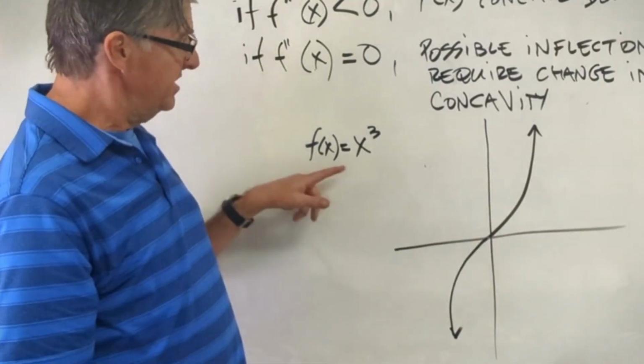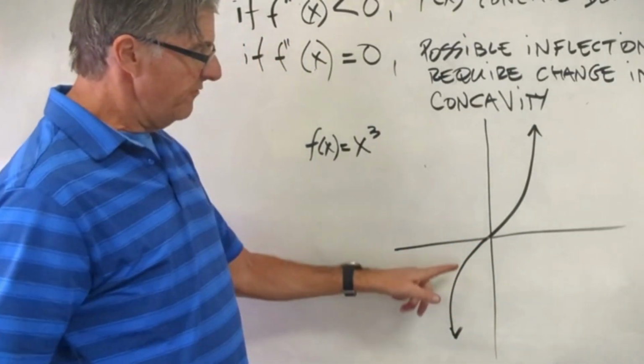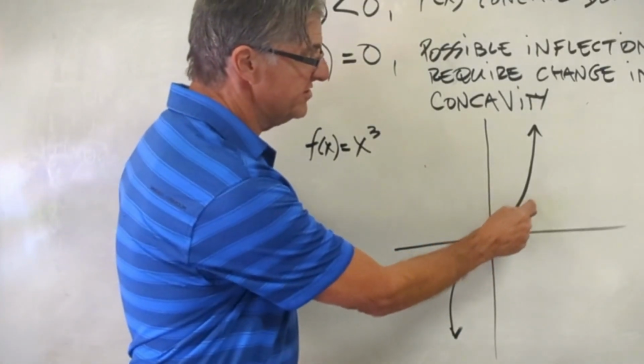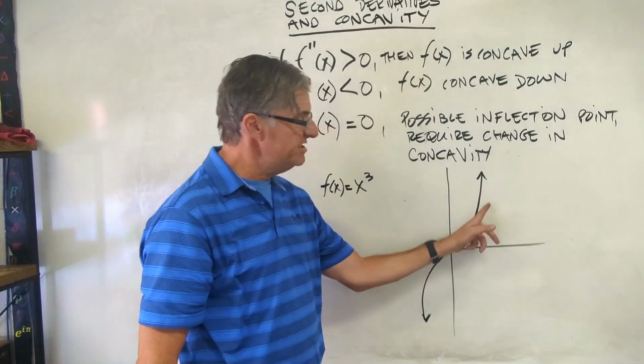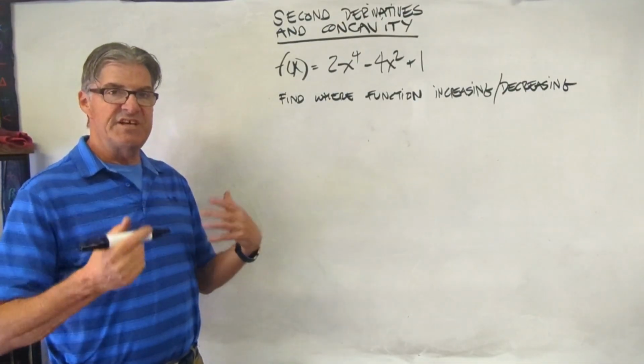If you were to write your second and third derivatives and test points along here, you would find your second derivative would always be negative here, concave down. You'd find your second derivative would always be positive for these values of x, and it would be concave up. All right, let's get started with this idea of concavity.